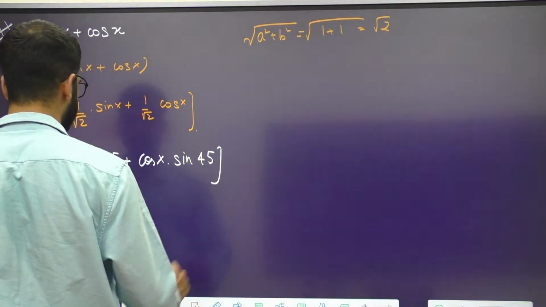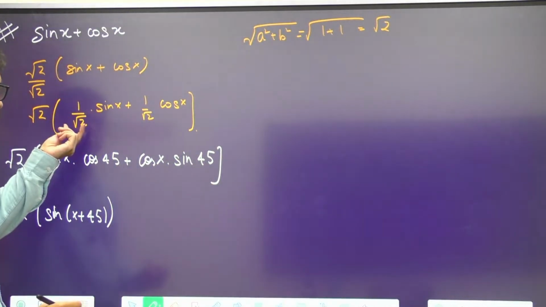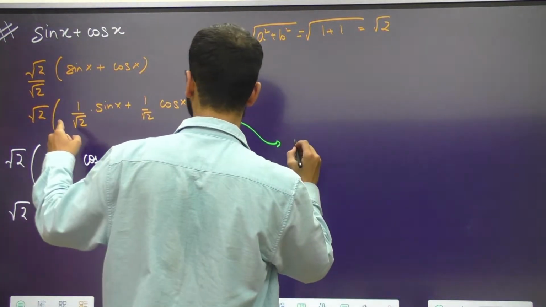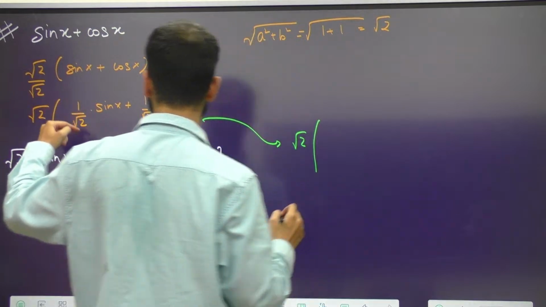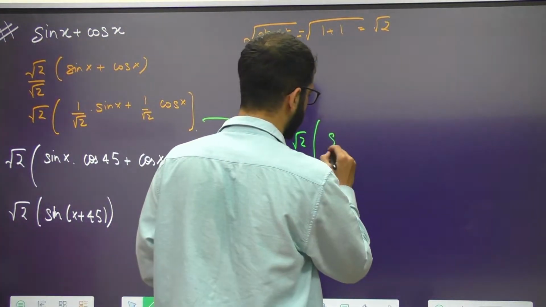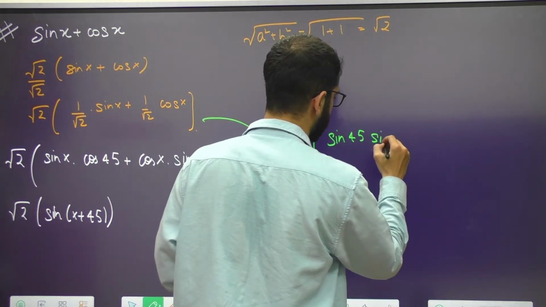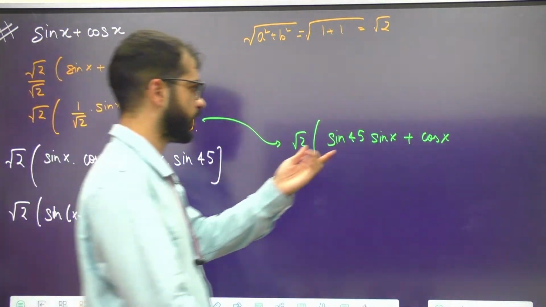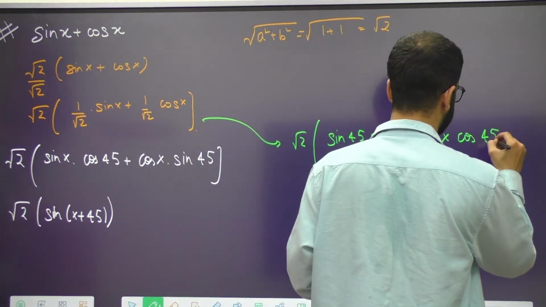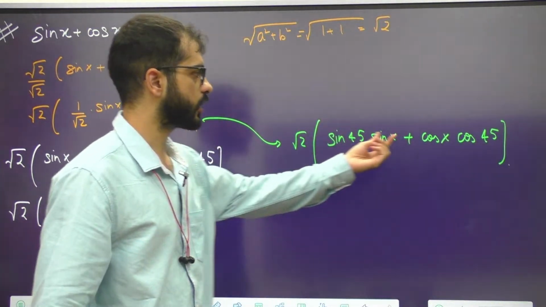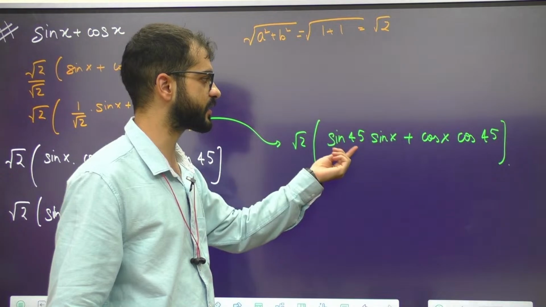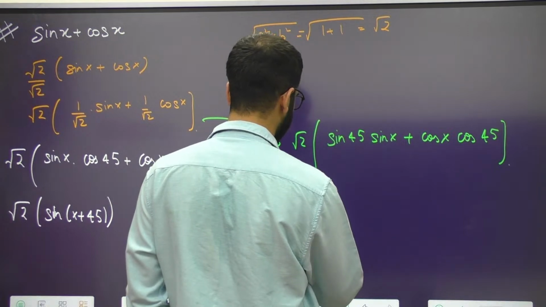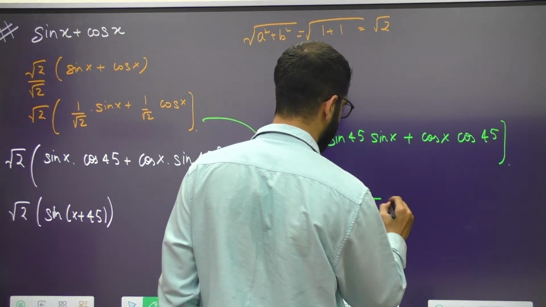There is another manipulation that's possible over here. Let's have a look at that. If 1 upon root 2, instead of being cos 45, I substituted it as sin 45, then this would have become root 2 times, with 1 upon root 2 substituted as sin 45, sin 45 sin x plus cos x. I am substituting 1 by root 2 as cos 45 here. So now let's observe. This is cos x cos 45 plus sin x sin 45. That's the formula for cos x minus 45. So I'm going to write it as root 2 cos of x minus 45.